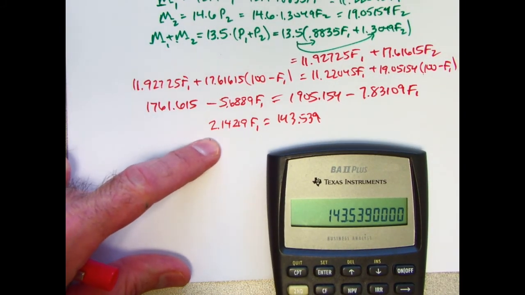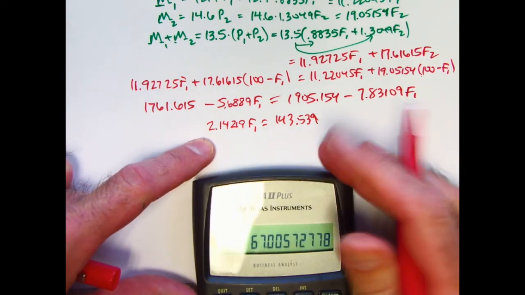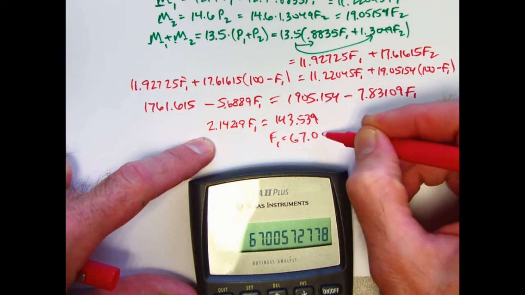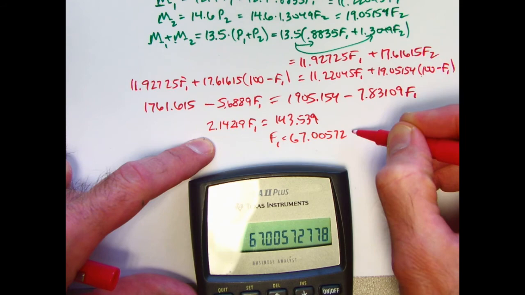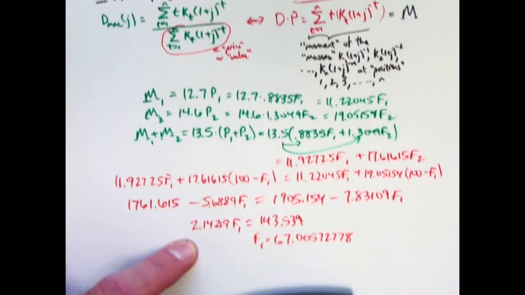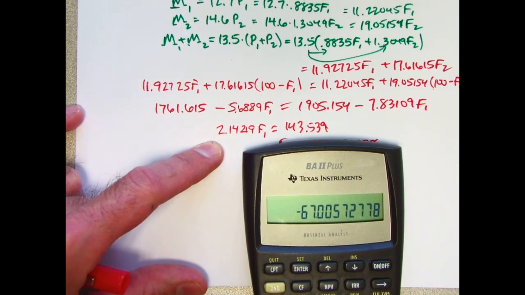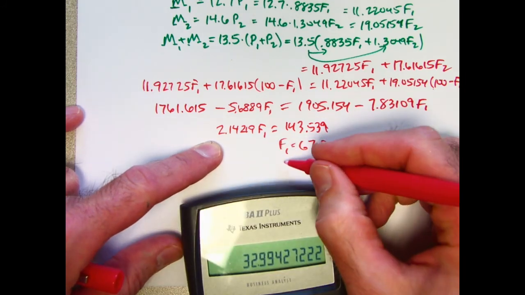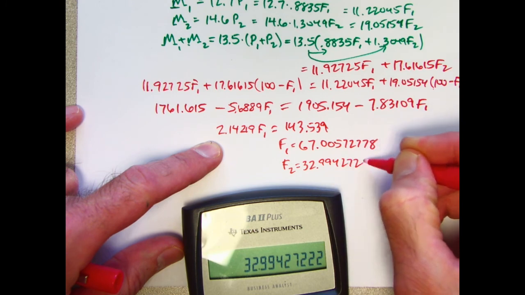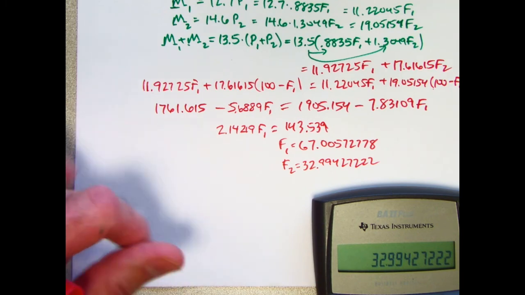Divide by the 2.14219, which is in register 0. F1, oh boy, F1 is 67.005727778. I'm going to carry more decimal places. I'll store that in register 1. F2 is, of course, 100 minus that. Put a negative sign, add 100. F2 is 32.994272222 if you want to write stuff down. I'll store that in register 2.